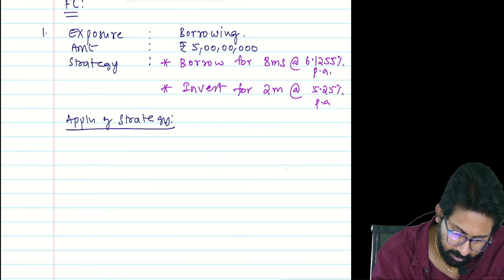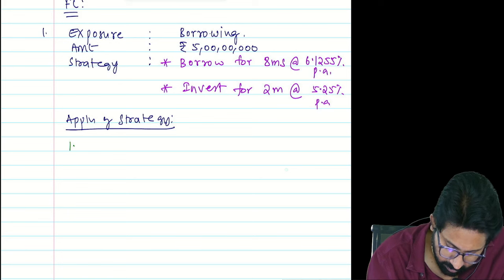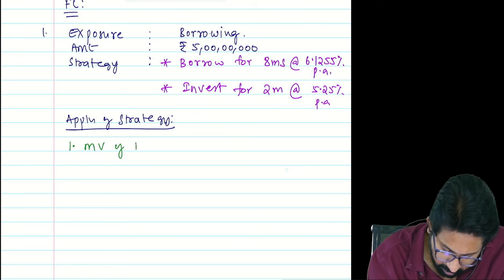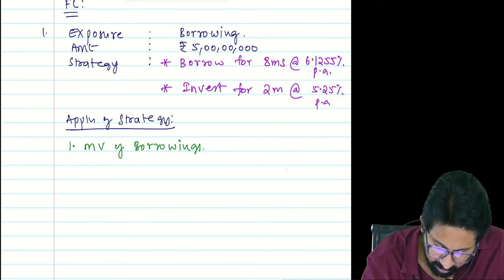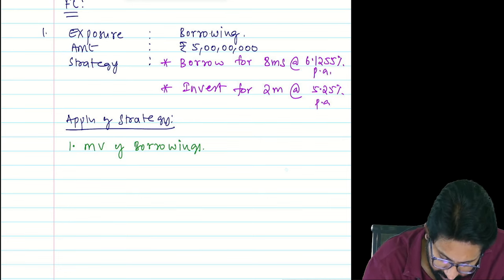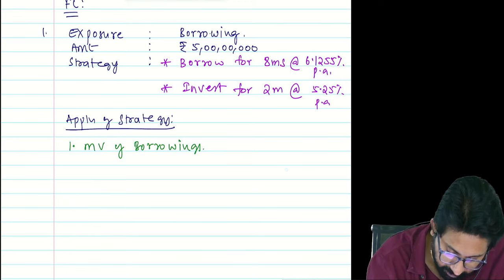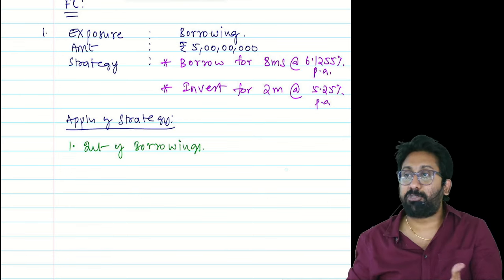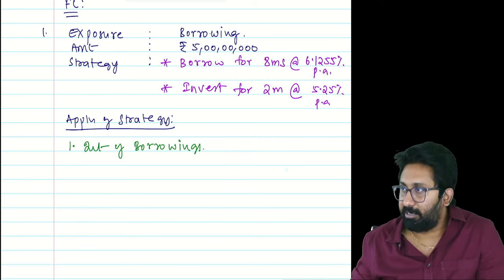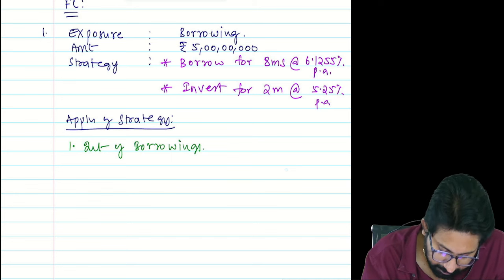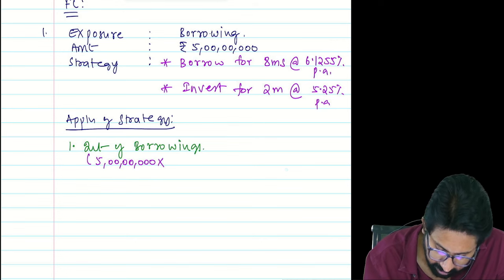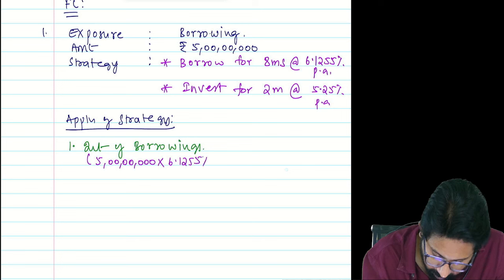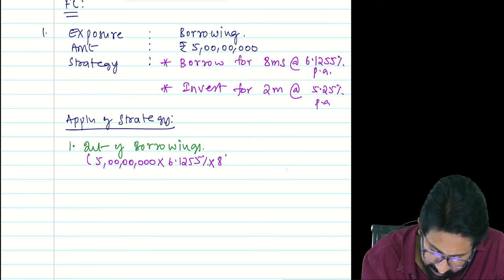Application of strategy. Write down number one: instead of writing maturity value of borrowing, write down interest on borrowings, because we are not doing maturity valuation now, we are doing the interest calculation. So interest on borrowings. Please tell me how much amount we borrowed. 5 crore. Into what rate? 1.255% per annum. Into how many months? 8 by 12.